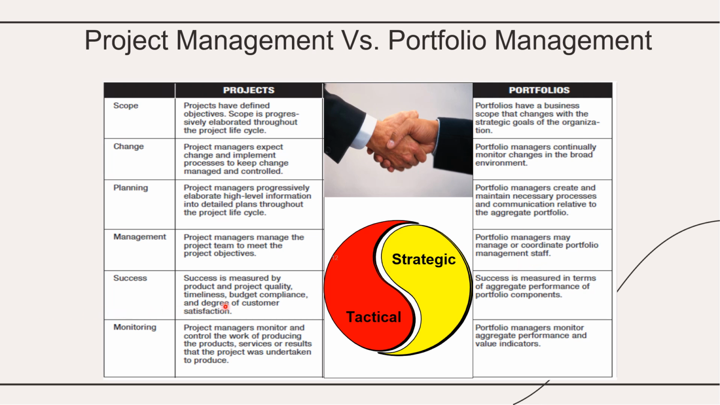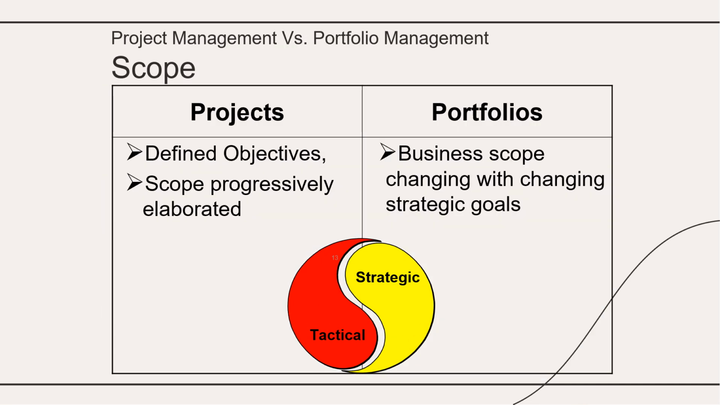Success is measured by product and project qualities, timeliness, budget compliance, and degree of customer satisfaction. Whereas in portfolios, success is measured in terms of aggregate performances of the portfolio components. Monitoring. The project manager monitors and controls the project of producing the products, services, or results that the project was undertaken to produce. Now it is all about the portfolio. The portfolio manager will monitor the aggregate performances and value indicators. In tandem, they work with tactics and strategies.